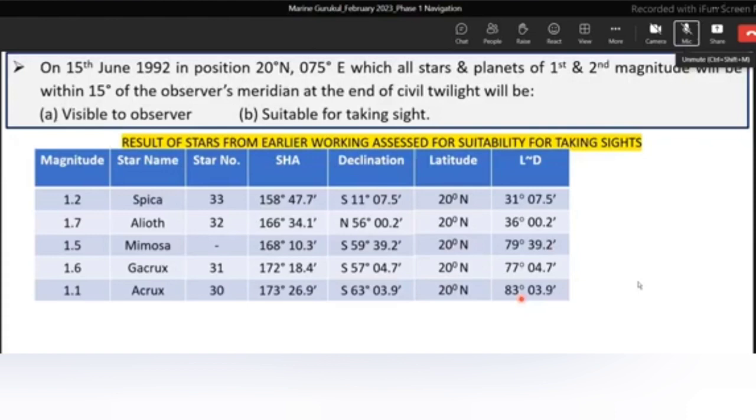Opposite names? Opposite names to be added, same name subtract. Smaller one from bigger one. Same like D long, sir. Exactly, beta.